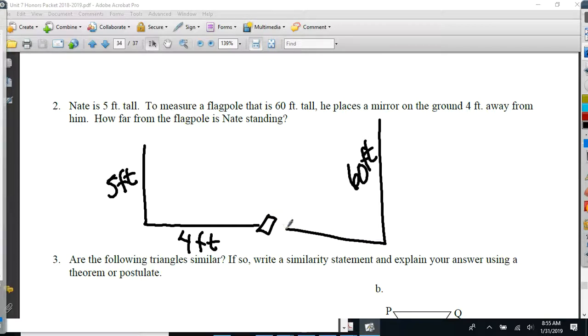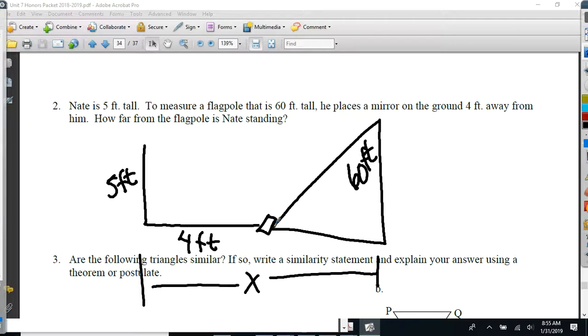So what we're trying to find is this entire distance right here, how far he is from the flagpole. Well, I already know the 4 feet from the mirror. Can you find the distance the flagpole is from the mirror? Can we find this distance? And this may not look like much, but we could make triangles. We'll always assume that whatever's on the ground is perpendicular to it, even though the flagpole doesn't look like it. Can we find this distance here?